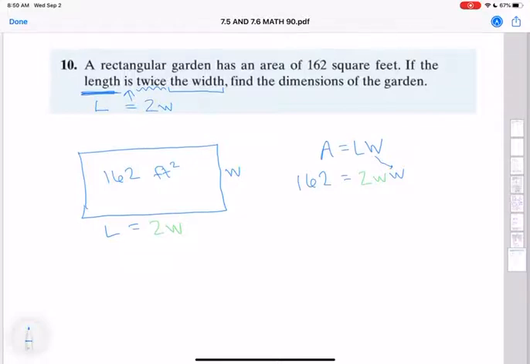Okay, so let's go ahead and simplify. I'm going to break this into a couple steps here, just so hopefully I don't lose you. Okay, so 162 equals 2WW. What could I write instead of WW? W squared. Now, I'm going to want to solve this. So I'm going to do minus 162 from both sides. So I get 0 equals 2W squared minus 162.